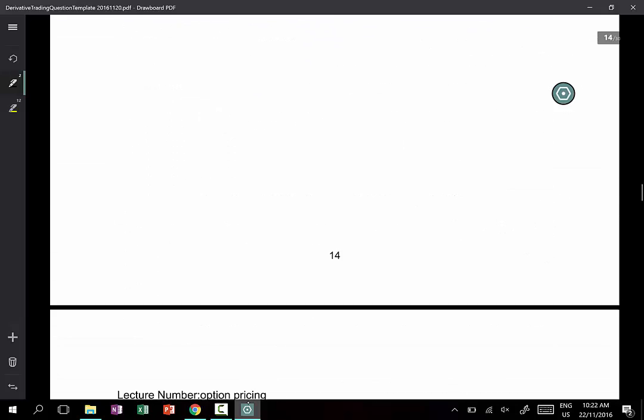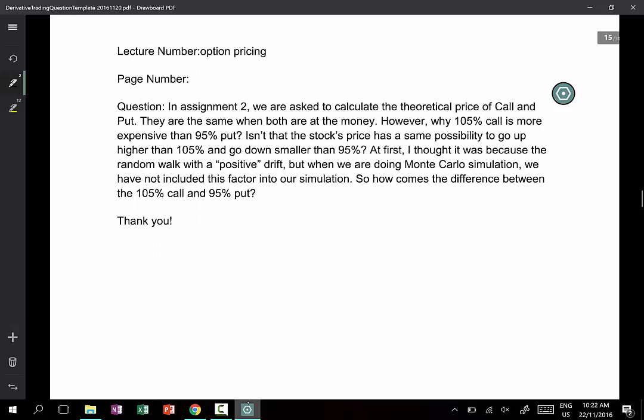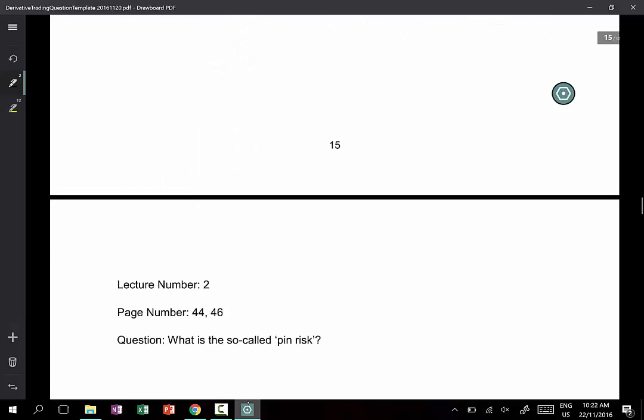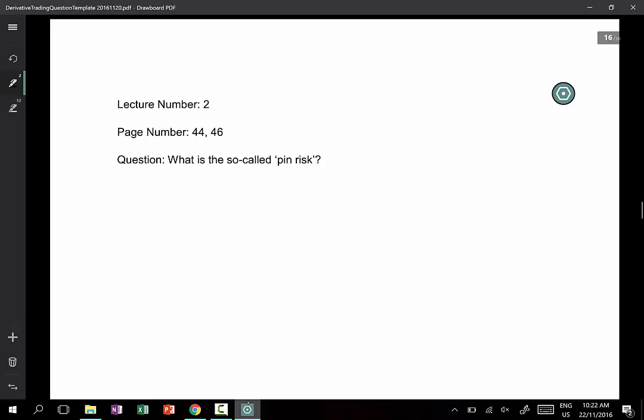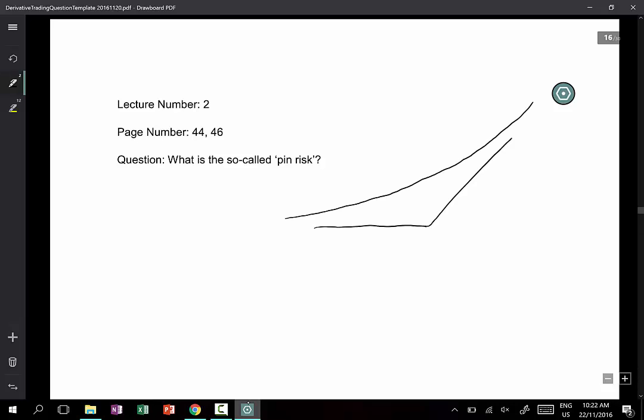So that is question 15. Now question 16, what is so-called pin risk? Pin risk is this: if you have, let's say, a call option, it can be any option, it doesn't have to be a call, and then prior to maturity the payoff function is like this.